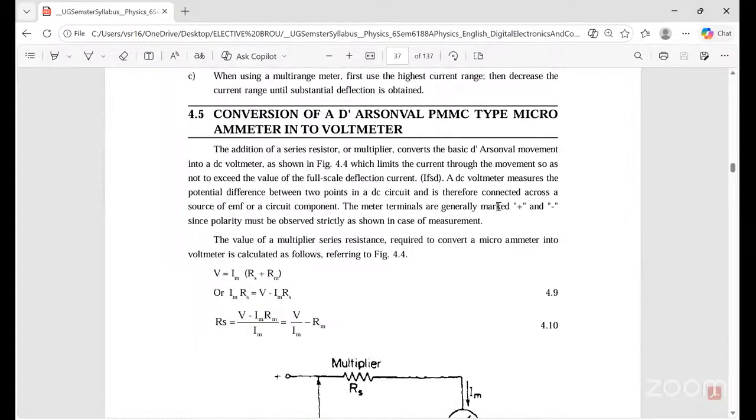Next is the conversion of a PMMC type microammeter to a DC voltmeter. So the addition of a series resistor or multiplier may convert the basic D'Arsonval movement to a DC voltmeter, limiting the current through the movement so as not to exceed the full scale deflection current.